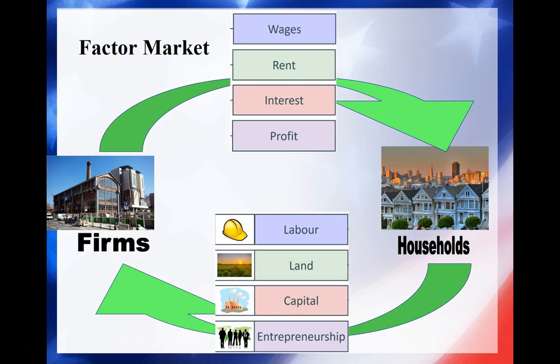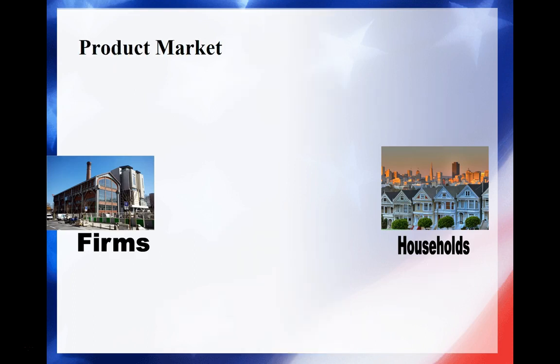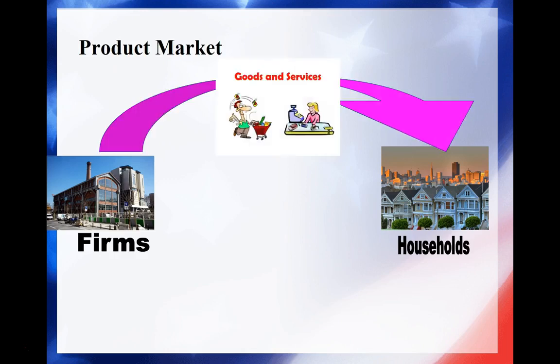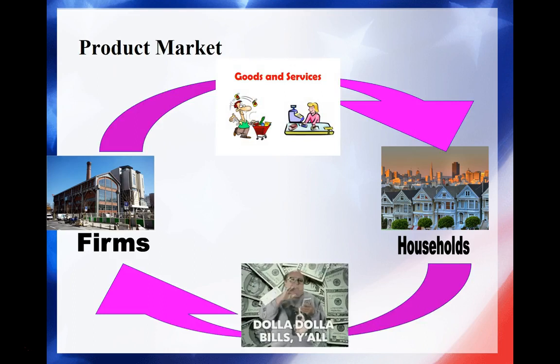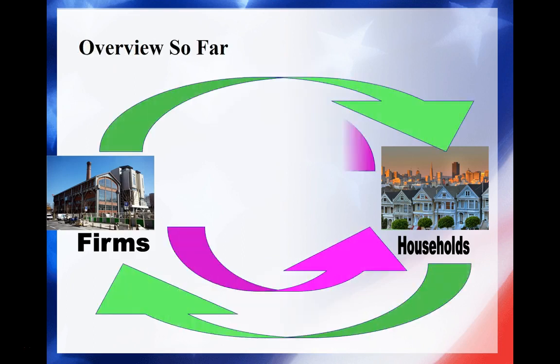Circular. In the product market, the firms provide goods and services to the household in exchange for capital, money. The firms use this money to produce more goods and services for the households to buy. So, our overview so far, the factor market and the product market are always in motion.